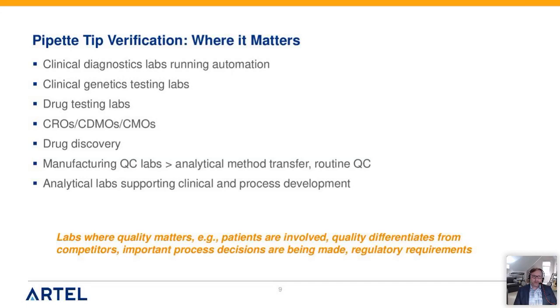Where does this matter? Pipette tip verification, it's pretty much everywhere. I have a lot of bullet points here, but it's where people are using a large number of tips. And again, we see this in the clinical diagnostic labs, especially those that are running automation, clinical genetics testing labs. And we've seen an explosion of these types of labs with COVID. All the CROs, CDMOs, manufacturing QC labs. So anywhere there's automation or where quality is important, this is where it really makes a difference.